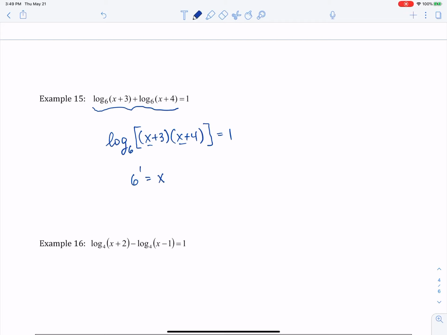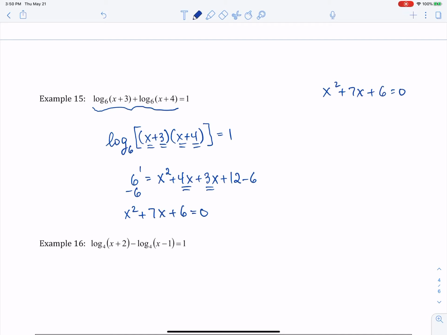x times x is x squared, x times 4 is 4x, then 3 times x is 3x, and 3 times 4 is 12. I'm gonna subtract the 6 from the other side of the equation to form a nice quadratic equation here. x squared, that's my positive 7x, and 12 minus 6 is positive 6, equals 0. So we're going to solve this quadratic equation: x squared plus 7x plus 6 equals 0.